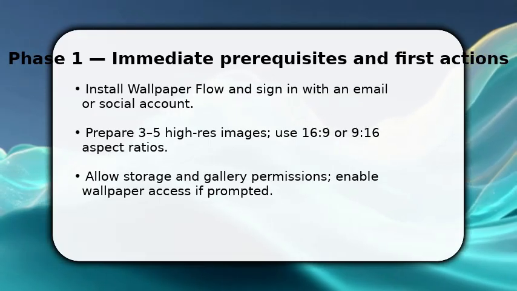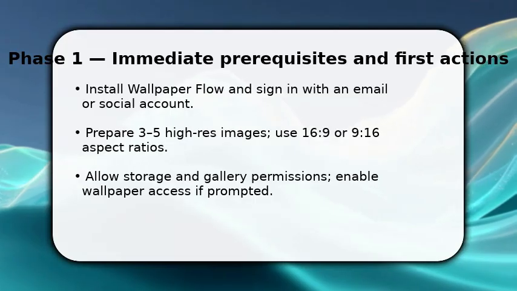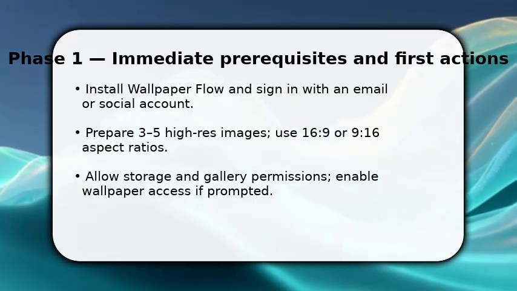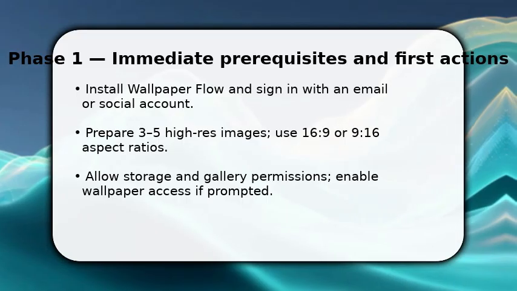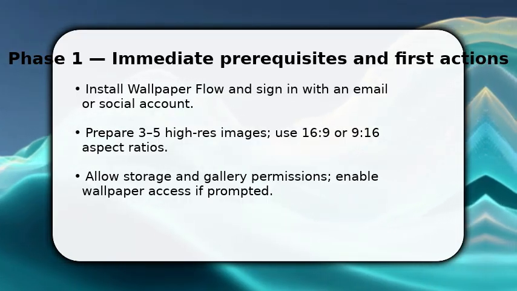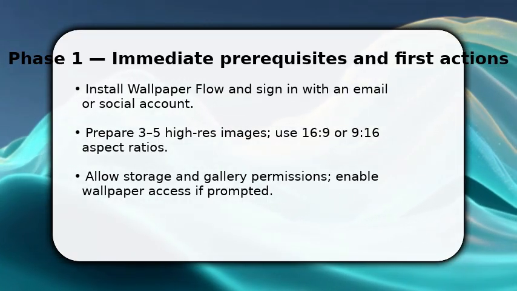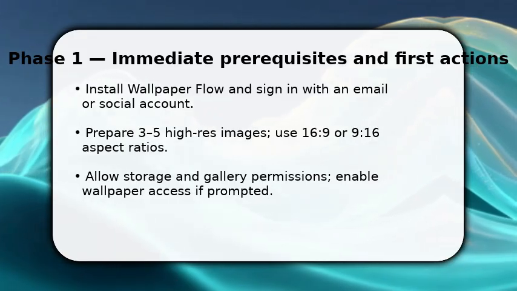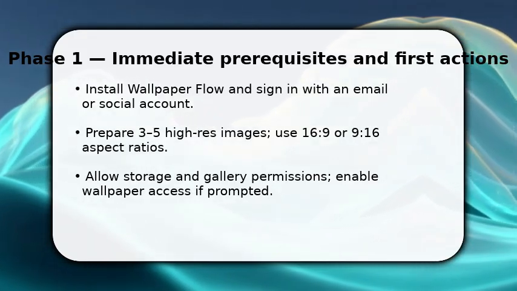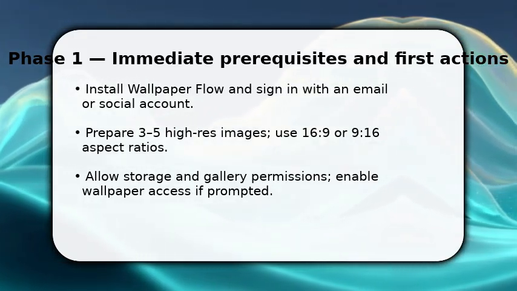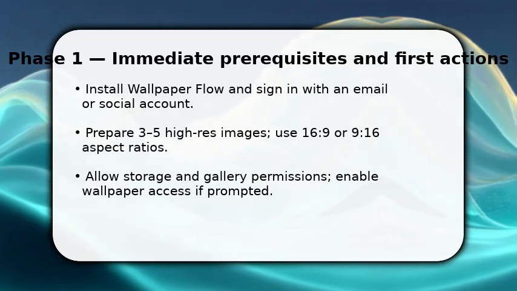You'll begin by importing assets so the app can generate flowing wallpapers. Open Wallpaper Flow and sign in. Once done, tap Import and select 3 to 5 high-resolution images. Choose consistent aspect ratios, like 16:9 for desktops or 9:16 for phones. Make sure to grant storage and wallpaper permissions immediately.